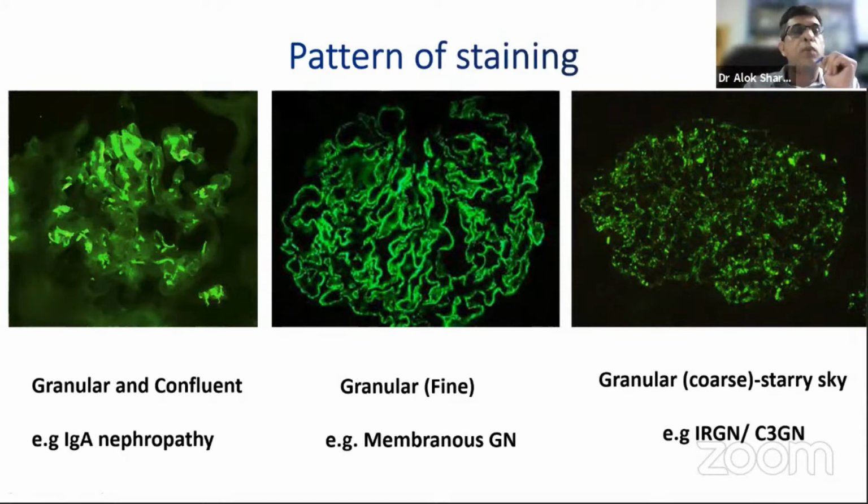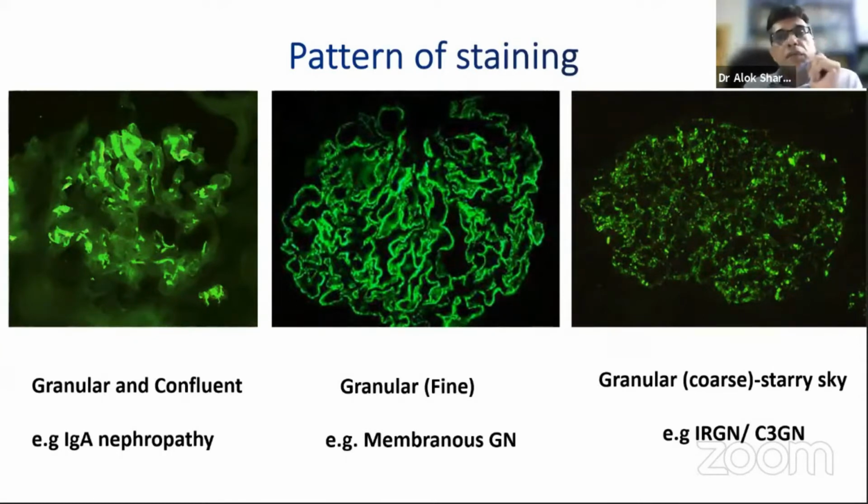When smaller deposits coalesce, they give a confluent kind of appearance, and this is typical of an IgA nephropathy. The middle picture shows a predominantly capillary wall fine granular pattern, and this is a typical picture of a membranous nephropathy. The subepithelial deposits can usually give rise to a fine granular pattern.